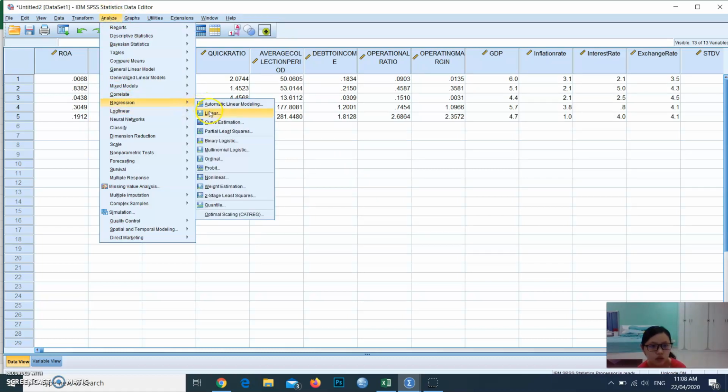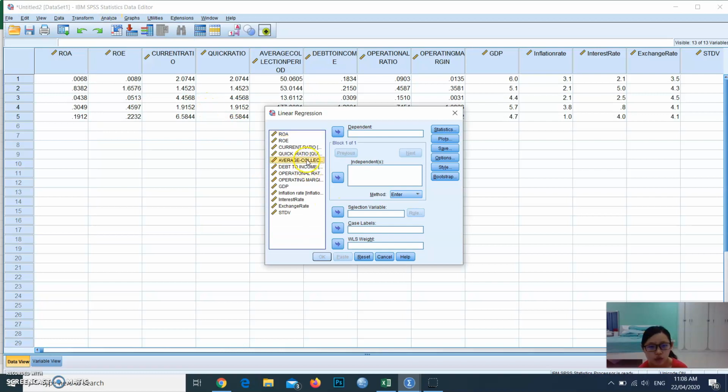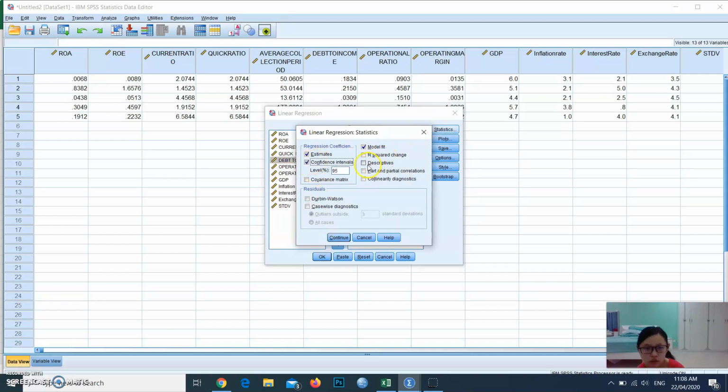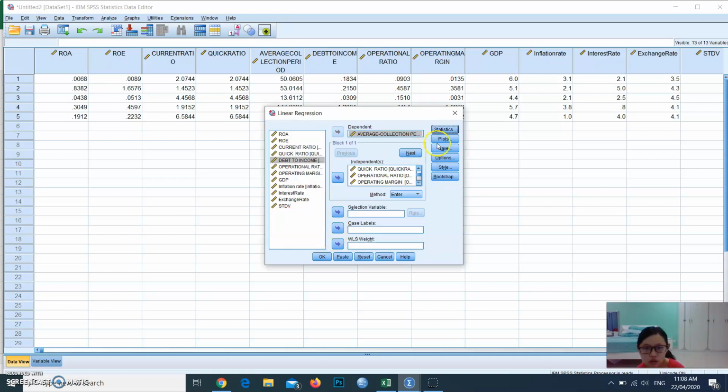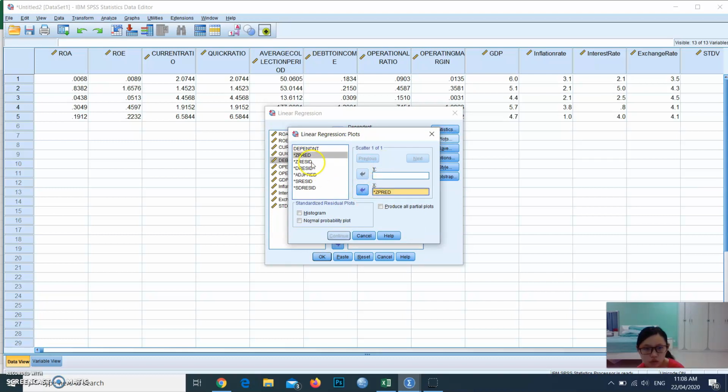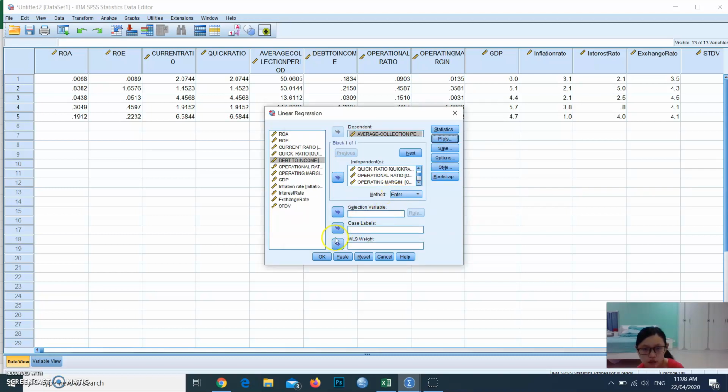Regression, linear. In my case, I will choose average collection period as the dependent variable because my company is facing credit risk. So we put the independent variables in the column. But the debt to income, remove it because it is the same as credit risk. Then statistics, confidence interval, descriptive, correlation. Histogram and normal probability. I use the enter method, okay.